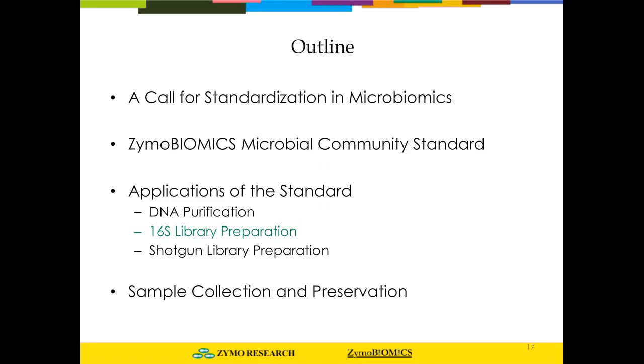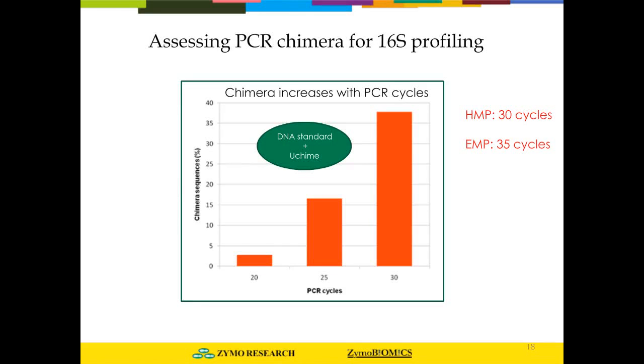Next, I will share some of our experience in optimizing the 16S library preparation kit using the DNA standard. 16S gene-targeted sequencing is the first choice of many researchers considering profiling the bacterial proportion of a microbial community because of its robustness and low cost.